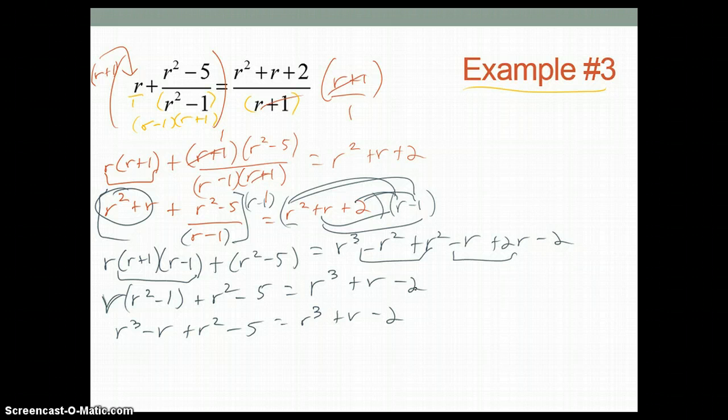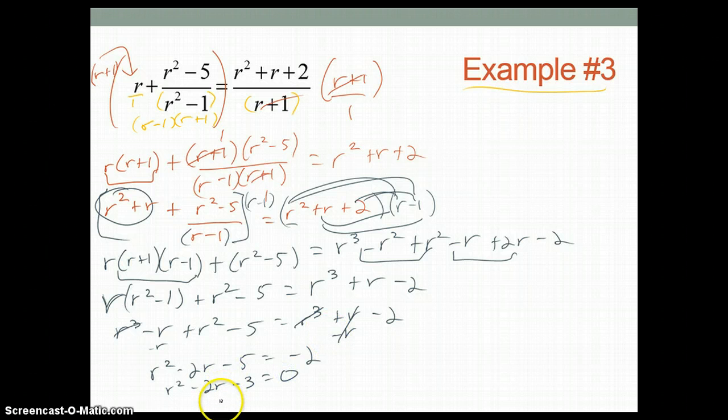So on this problem, I'm essentially going to try to combine things and get everything to one side. If I subtract r squared from both sides here, these two pieces go away. I still have an r squared over here. If I subtract an r from both sides, then I get r squared minus 2r minus 5, and that's equal to negative 2. And I add 2 to both sides, so I end up with r squared minus 2r minus 3 is equal to 0.